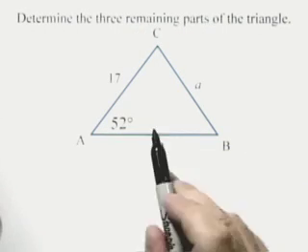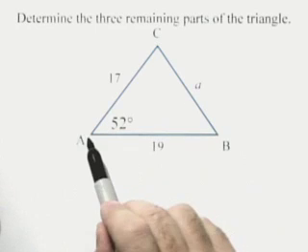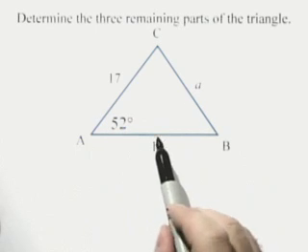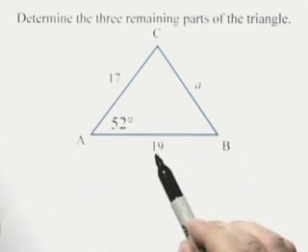In this problem, we're going to solve a triangle given two sides and the angle measure between the two sides. We're going to determine the three remaining parts of the triangle. We're given one angle, angle A is 52 degrees, and we're given two of the sides of the triangle, length 17 and length 19 units.